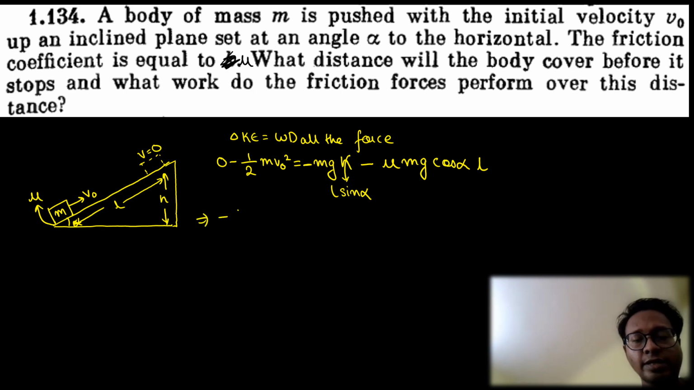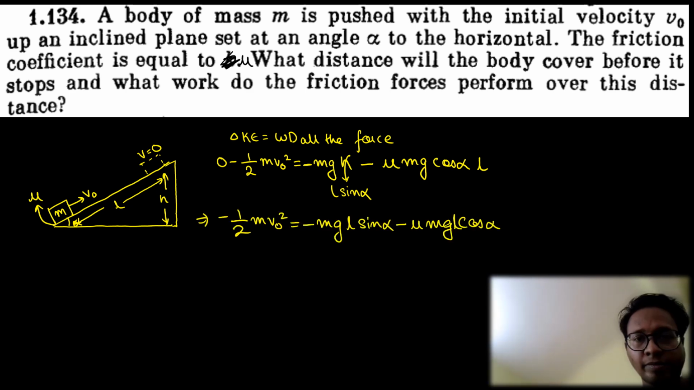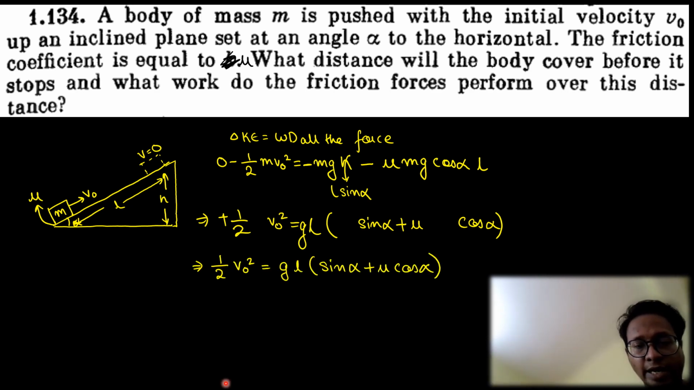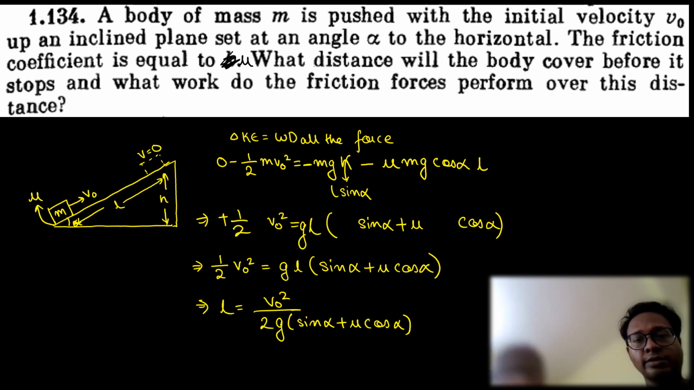Now let's solve this equation. I'll just solve this equation quickly and tell you. Here all the minus signs get cancelled, and I'm cancelling out the m. Now let me take L common from both of them, and I'll take g also common. So you get the equation half v naught square is equal to gL times sin alpha plus mu cos alpha. And we need to find the value of L, or L is equal to v naught square by 2g into sin alpha plus mu cos alpha. That's the answer.